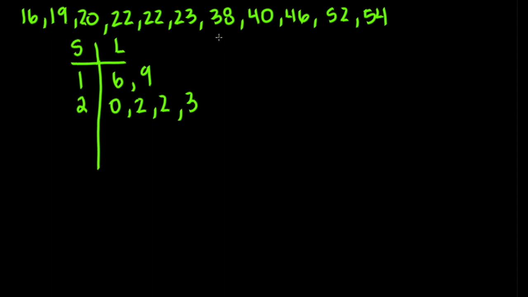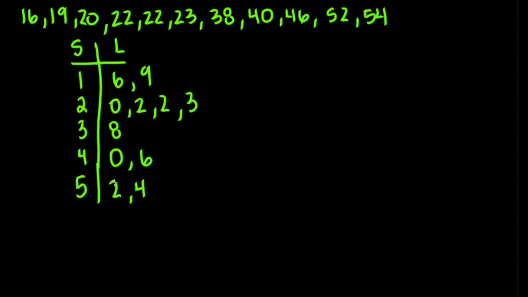The next number is 38. Our stem is a 3 and our leaf is an 8. This is the only number in the 30s. Our next number is 40, so we're going to have a 4 for our stem and a 0 for our leaf. 46 also has a 4 for the stem, but instead has this number 6 for its leaf. Our last two numbers both have a 5 for the stem, and then a 2, and then a 4.